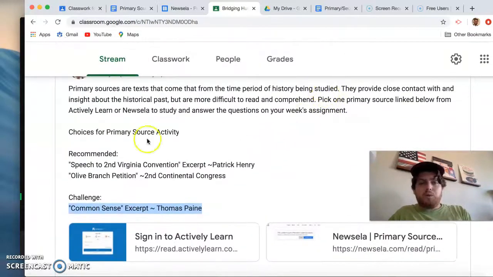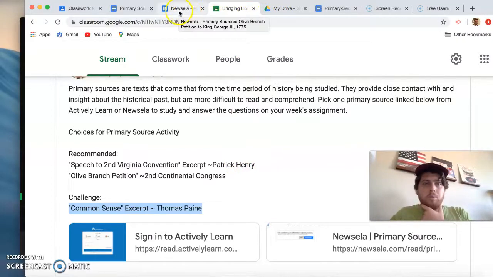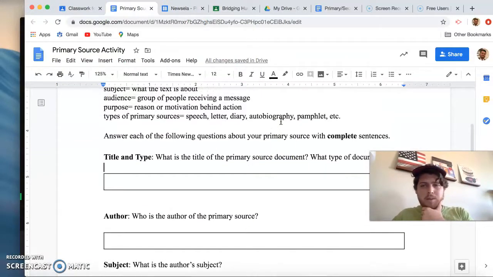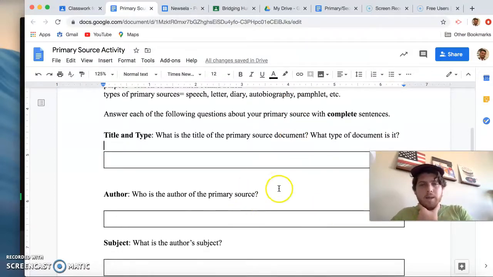So after you've read the primary source, you can do your best to read the primary source. The questions that I've given you are to help you break down the primary source. The questions are not that challenging. They're asking you for some basic facts and information about your primary source, and then a couple of them require some more critical thinking and comprehension of what you've read.